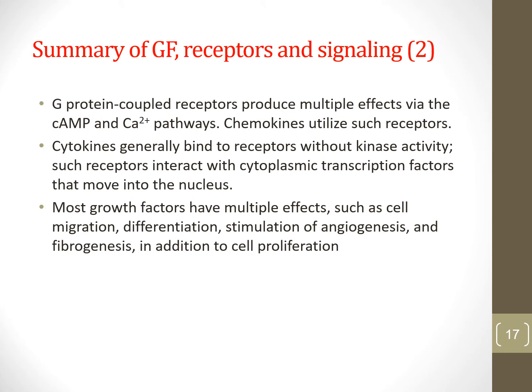G protein coupled receptors produce multiple effects via cyclic AMP and calcium pathways. Chemokines, which are certain chemical materials produced by certain types of cells, utilize those types of receptors. Cytokines generally bind to receptors without a kinase activity. Such receptors interact with cytoplasmic transcription factors and move into the nucleus. So most growth factors have multiple effects, such as cell migration, differentiation, stimulation of angiogenesis and fibrogenesis, in addition to cell proliferation. And we talked about different growth factors and their different functions.